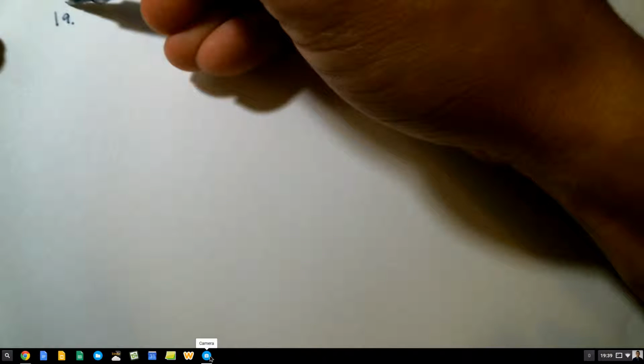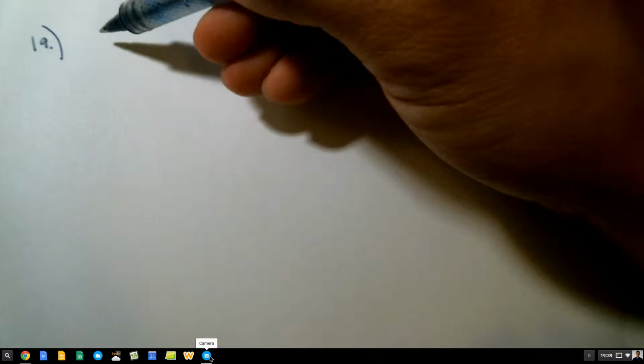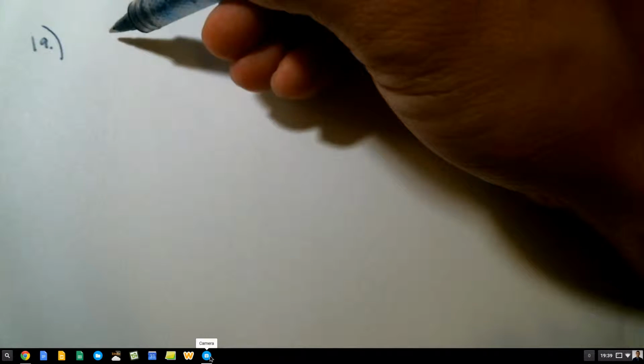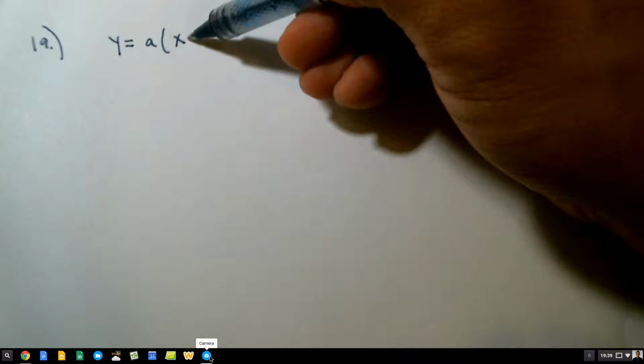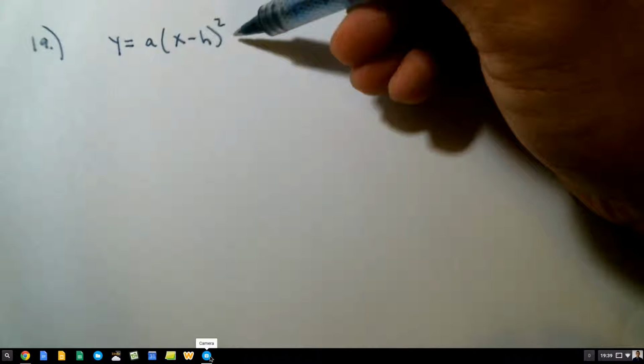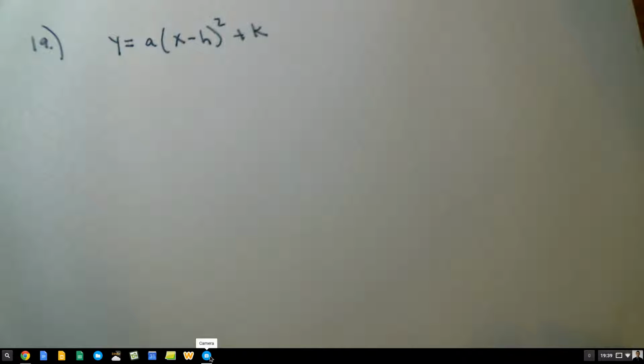Number 19. Okay, so before we do, what is our general form for the vertex? General vertex form is y is equal to a(x minus h) squared plus k. That is our general form, okay?